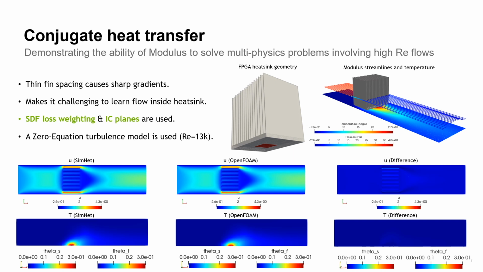However, with Modulus, we can use the signed distance function to downweight the areas of massive gradients to improve convergence. And we can also improve mass conservation by introducing these integral continuity planes to the channel. And these technologies allow us to tackle the problem better. This case was also using a zero equation turbulence model. And from the bottom there, you can see that we can get results that are very close to those obtained using OpenFOAM.